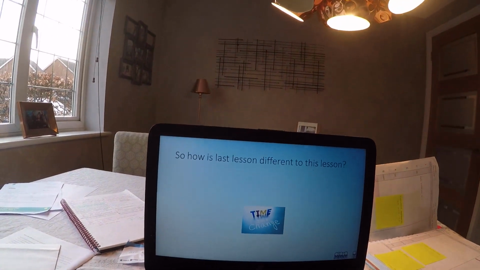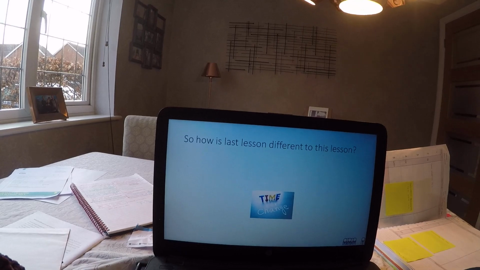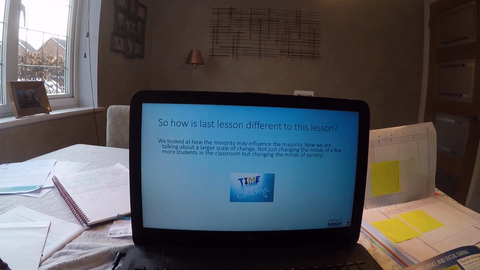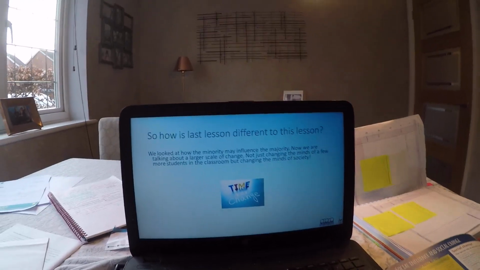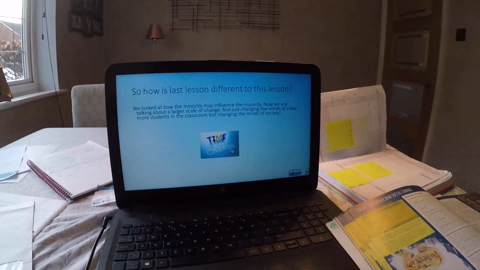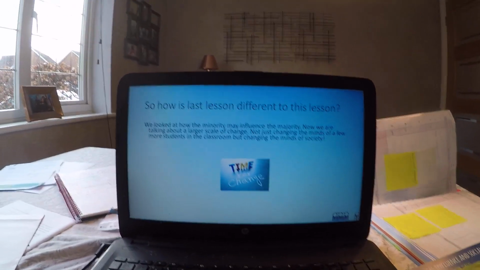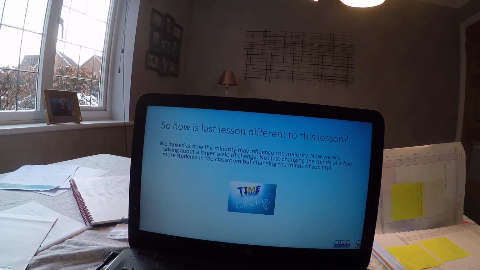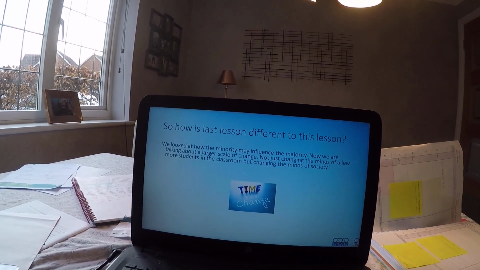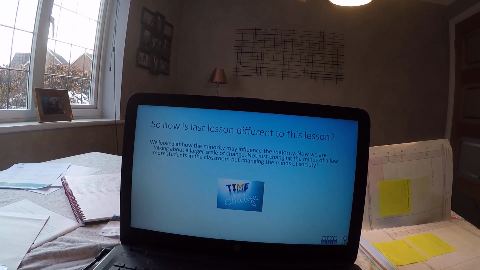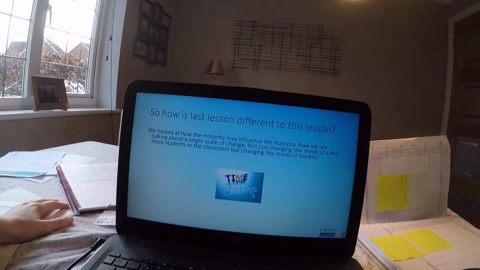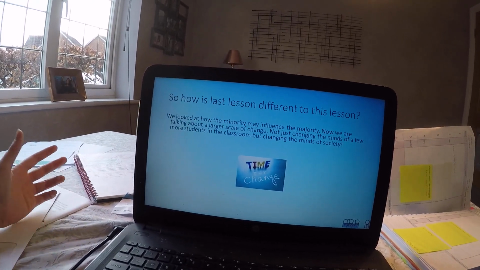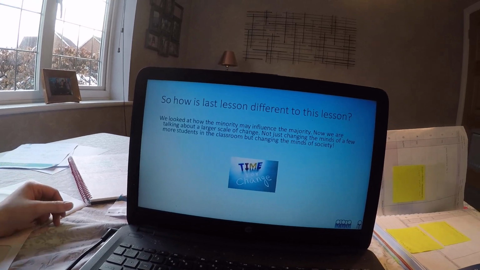So, last lesson, we looked at how the minority can change the majority. Why is this different? It's different because we're not just talking about a majority. We're talking about the majority, society. And remember, society isn't the whole world. Society is a piece, well, it can really be anything. So our school would be a society. Britain would be a society.